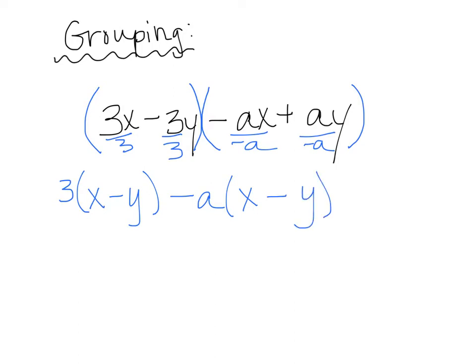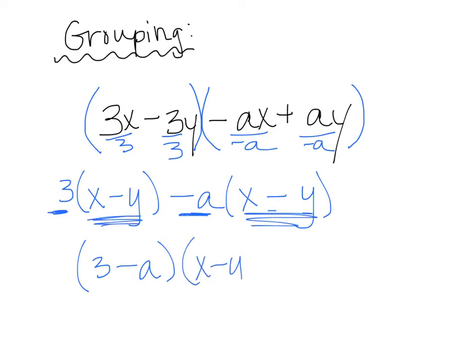Now the goal is to get these parentheses to look exactly alike. If you get these parentheses to look exactly alike, you did what you were supposed to do. Then you're ready to come down to your answer. The first part of your answer is these 2 numbers on the outside, so 3 minus a. And your second parentheses is these 2 numbers. You just choose one of them, x minus y. So your answer would be 3 minus a times x minus y.